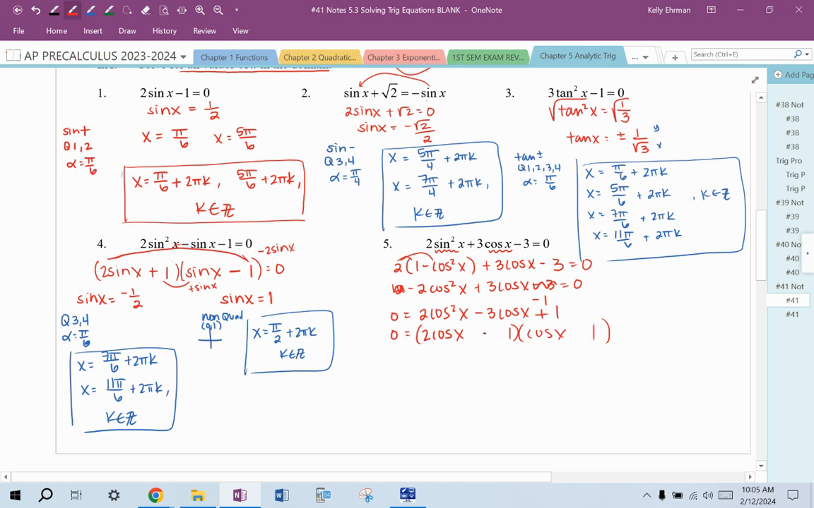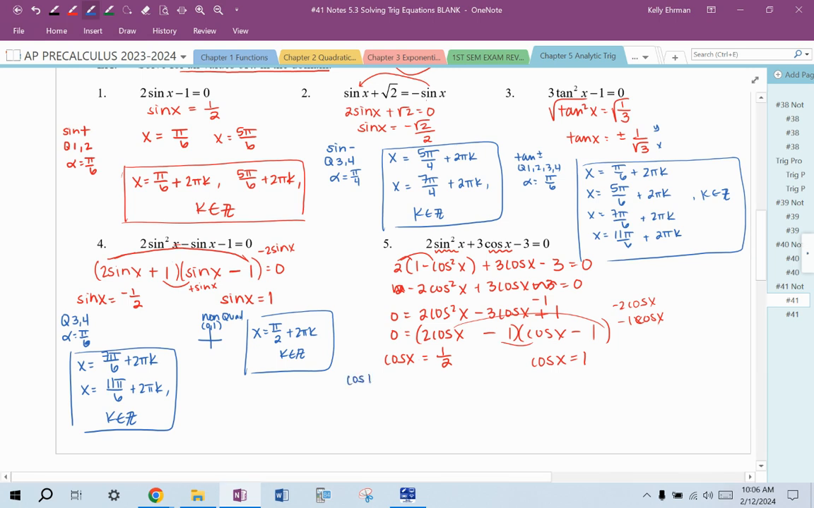To get negative 3 in the middle, I need to make both of those minus, so that this becomes minus 2 cosine and this becomes minus 1 cosine. That's going to give me the negative 3 that I need. If the first factor is equal to 0, then cosine x is equal to add 1 divided by 2. If the second factor is equal to 0, then cosine x would equal 1.